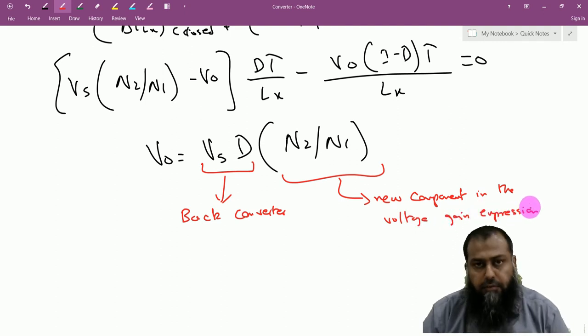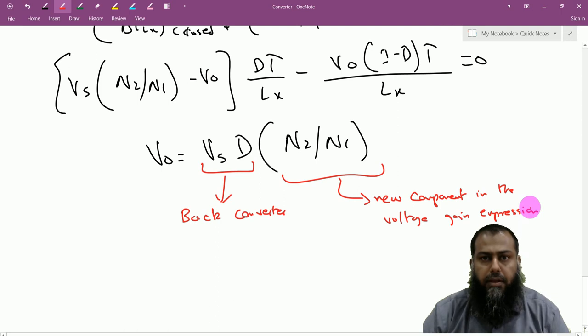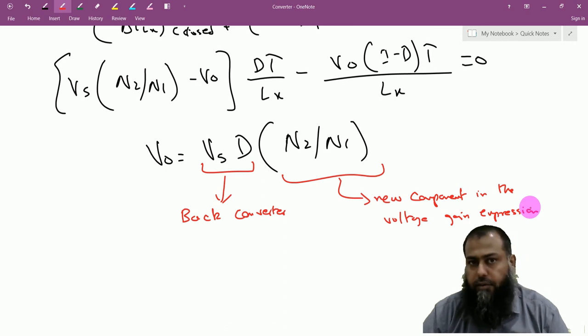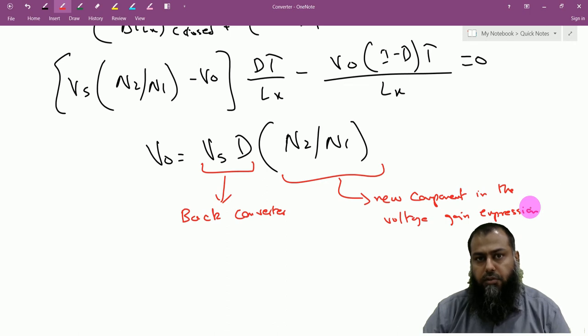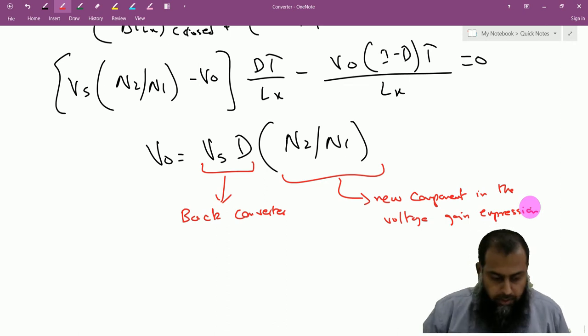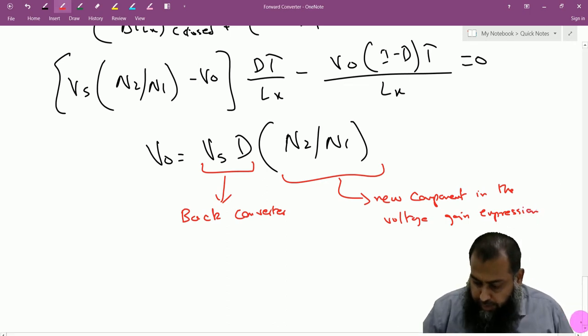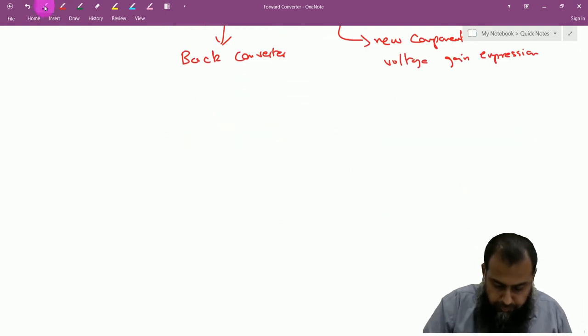So using this N2 over N1 or a turn ratio expression, we can control the output of the forward converter as well. But this is actually a fixed quantity. So once it is fixed in a design, you cannot alter that one. However, you can actually specify multiple windings to have multiple outputs for a given forward converter. We will see shortly how we can create the multiple output scenarios for this forward converter. Let us move ahead and let us do the rest of the analysis.